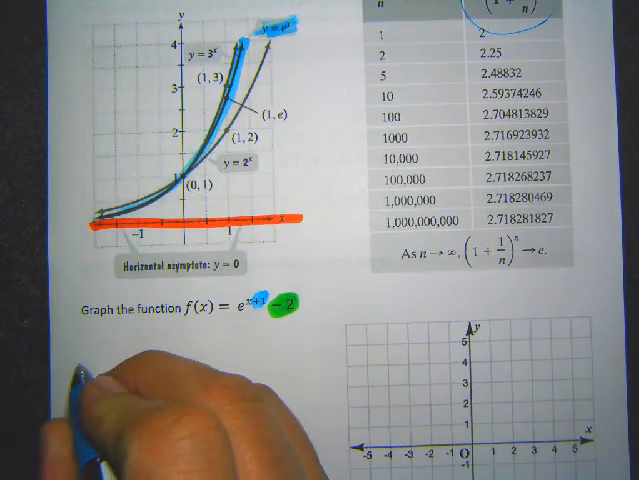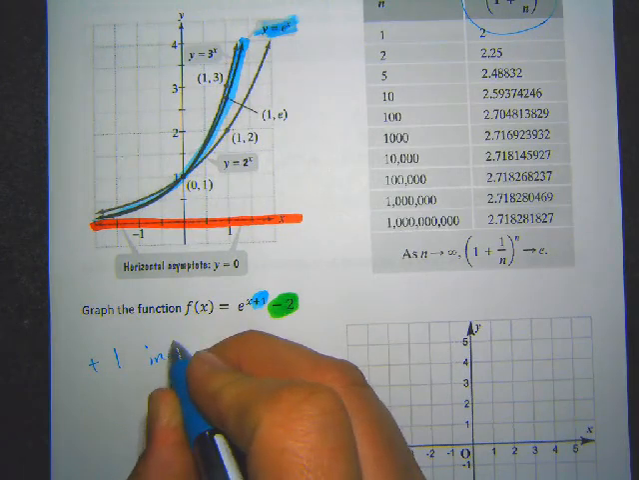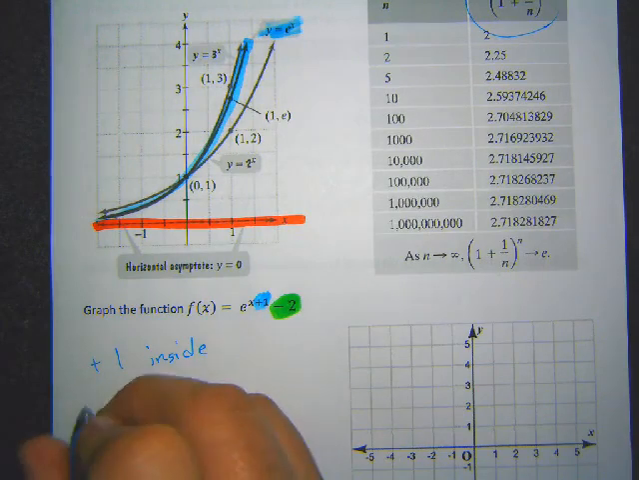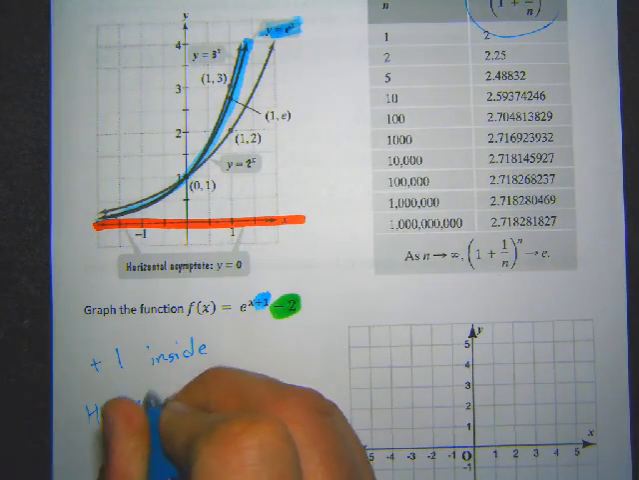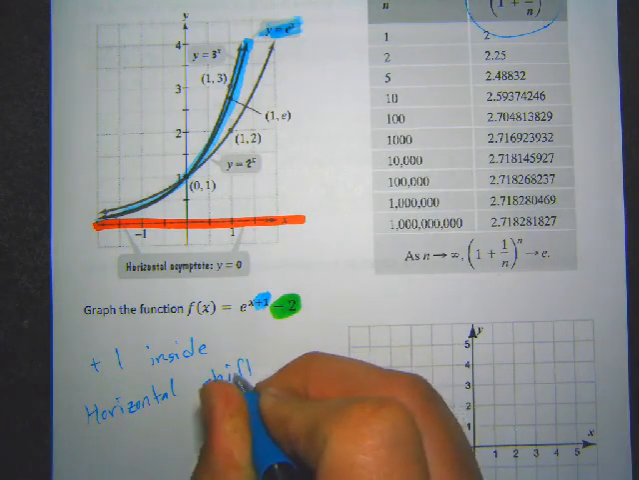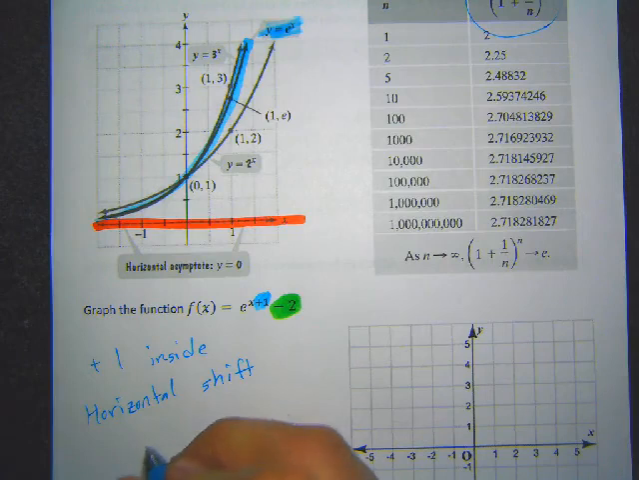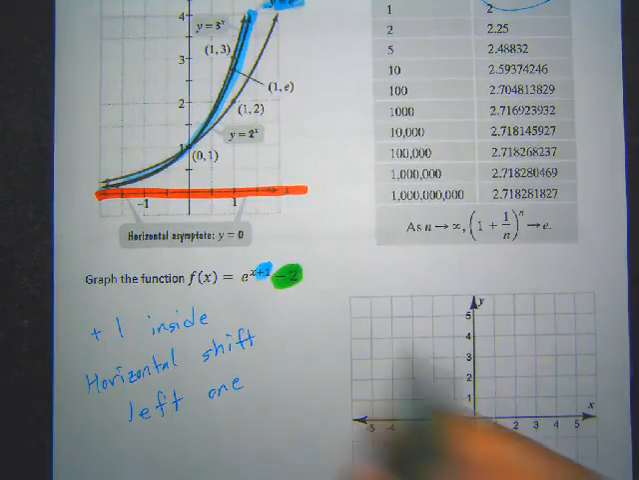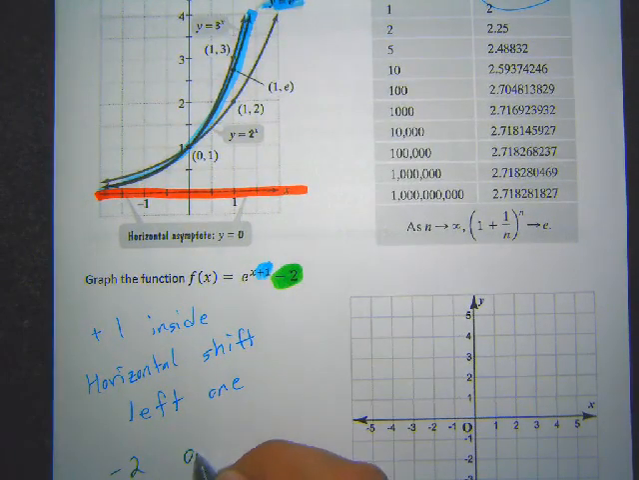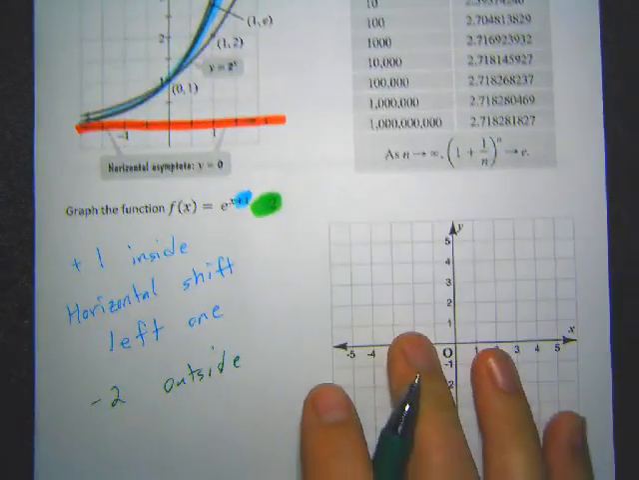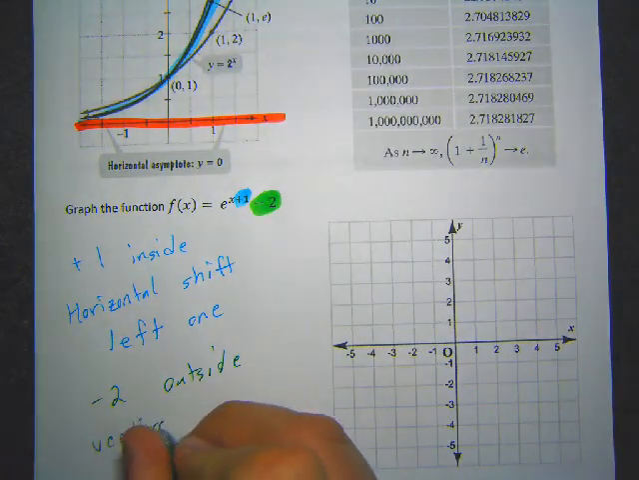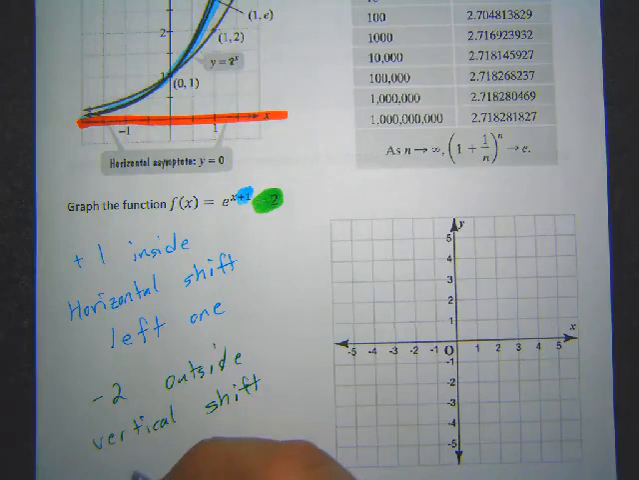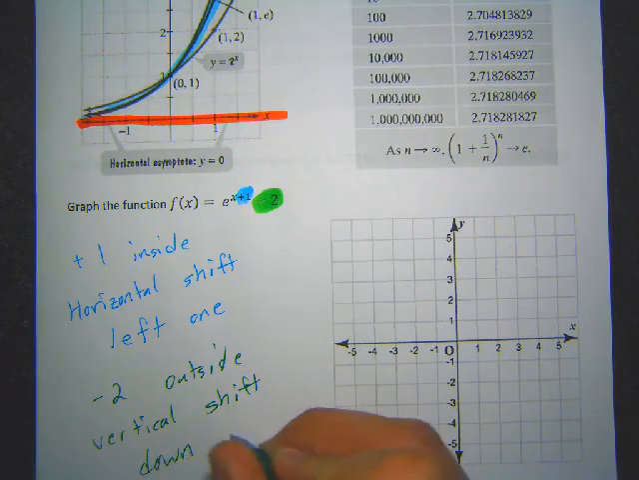So the plus 1 inside is going to be a shift, because adding or subtracting is always a shift. If it's on the inside, it's going to be a horizontal shift. And because we're adding 1, remember that the inside stuff's backwards, so adding 1 actually takes you left. So this would be a horizontal shift left 1. The other one, the minus 2 on the outside, is going to be a vertical shift, because always outside is vertical. And vertical does what you expect. So subtracting 2 is definitely going to move it down 2.